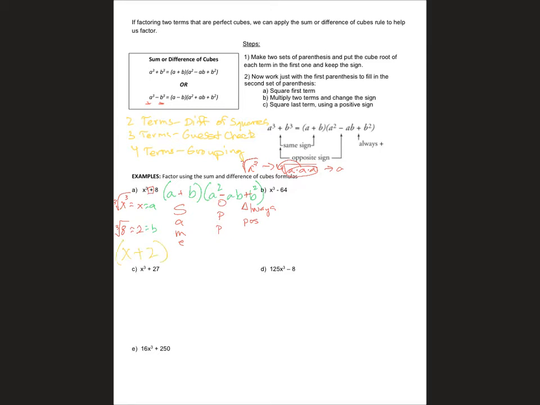Okay? The second factor, the first term is a squared. So x squared is just x squared. Again, it's minus, it's opposite because we started with a positive. It's a times b, so that is 2x. And then b squared, so 2 squared is 4. Okay? So this right here would be my answer. These are the two factors I get when I factor x to the third plus 8.